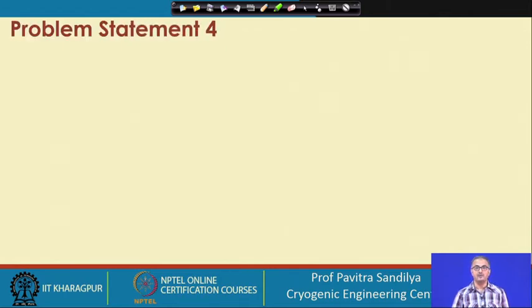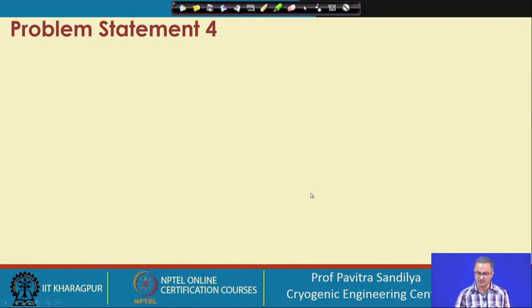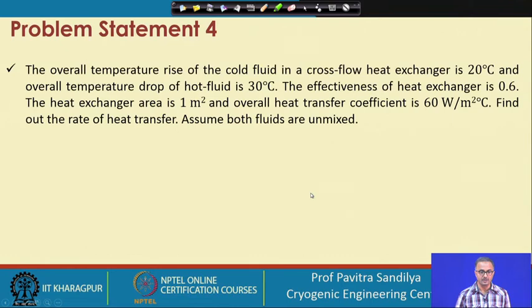Next, we go to our fourth problem. In this problem, the overall temperature rise of the cold fluid in a cross flow heat exchanger is 200 degrees centigrade. That means we are given the delta T, and the overall temperature drop of the hot fluid is 30 degrees centigrade. So, we are not given the inlet and outlet temperatures, but instead we are given the temperature differences that are obtained for the hot fluid and the cold fluid.